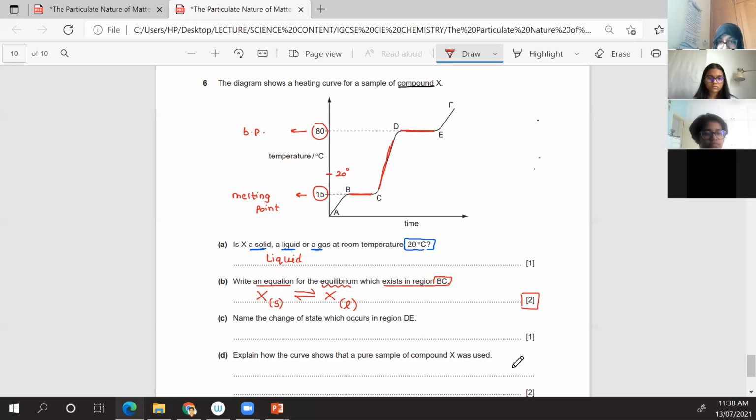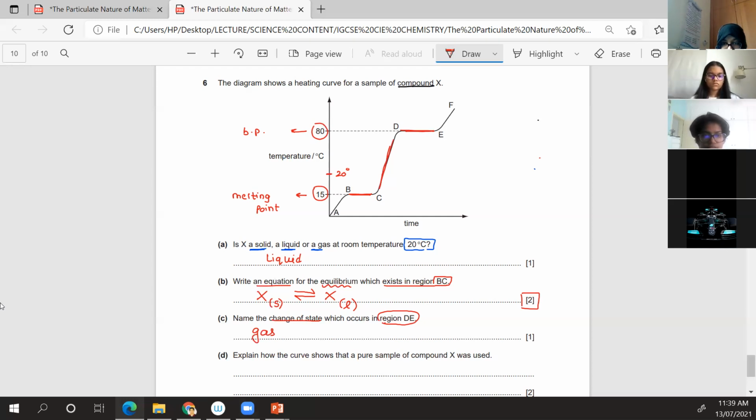Okay. Next, Samuel is going to answer this. Name the change of state which occurs in region DE. Yes, Samuel. The answer is gas. They are talking about change of state. Liquid to gas. Name the change of state which occurs.